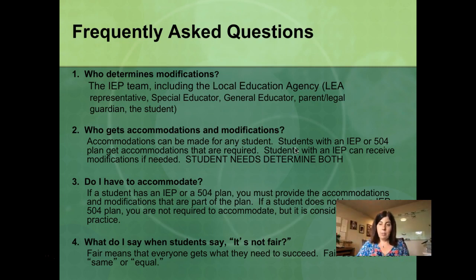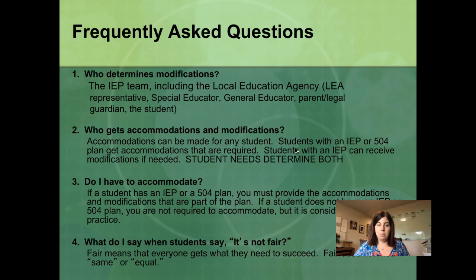And do you need to accommodate? Yeah, absolutely. If a student has an IEP or a 504 plan that specifically states what those accommodations are going to be, those accommodations must be provided for that student because it's part of that plan in order to make that student successful in the classroom. If the student doesn't have an IEP or 504 plan, you aren't required to accommodate, but it's best practice to do that. Again, it's really about looking at the needs of the students in the classroom and trying to make every student successful.